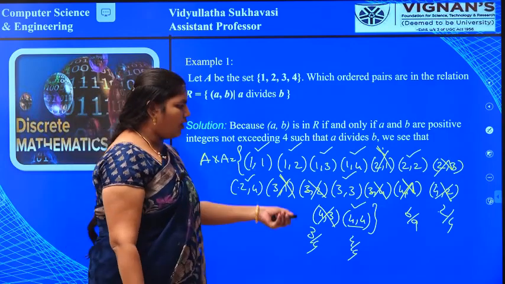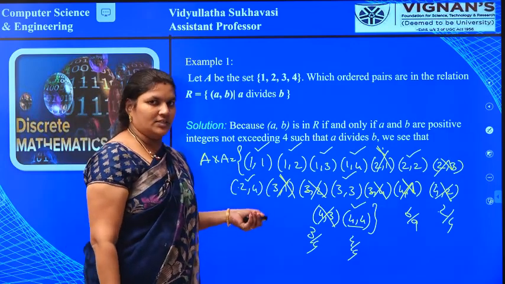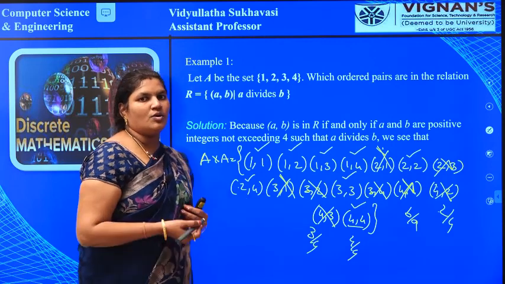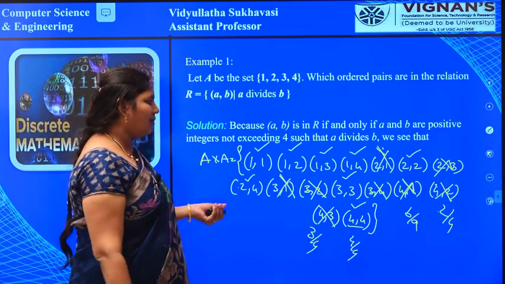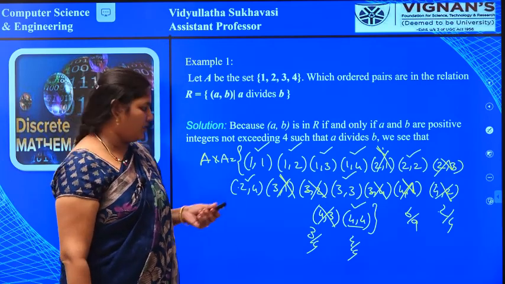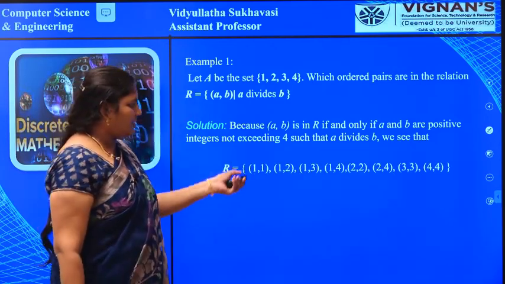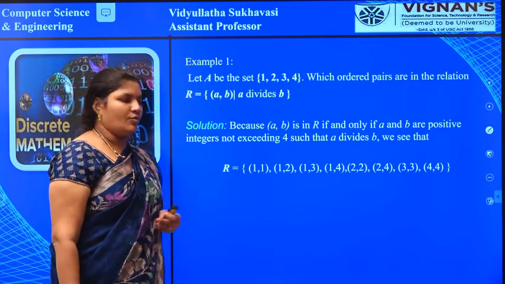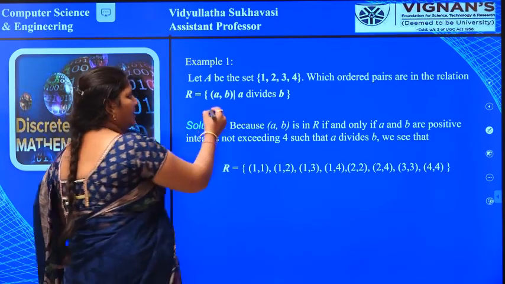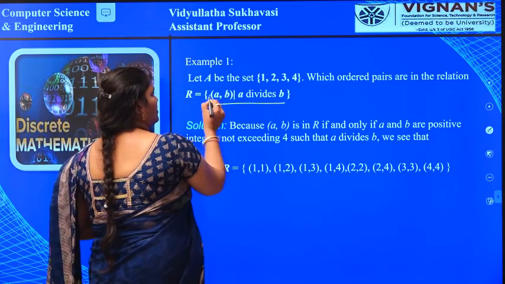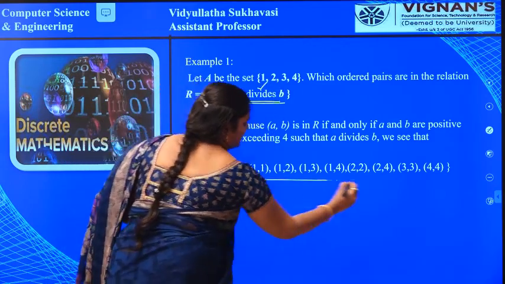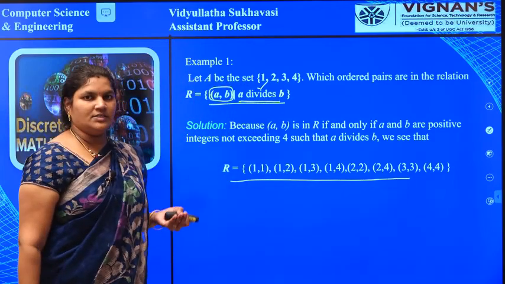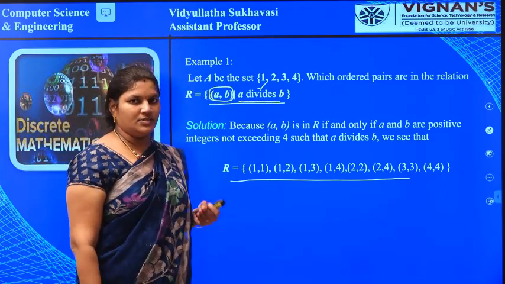So whatever the ordered pairs which satisfy the condition, only those ordered pairs exist in the relation R. Otherwise those ordered pairs will not exist in the relation R. So based on this, these are the ordered pairs which satisfy this condition, that is (A, B). That means the ordered pairs which satisfy this condition will exist in the relation R. Otherwise those ordered pairs will not exist in the relation R.